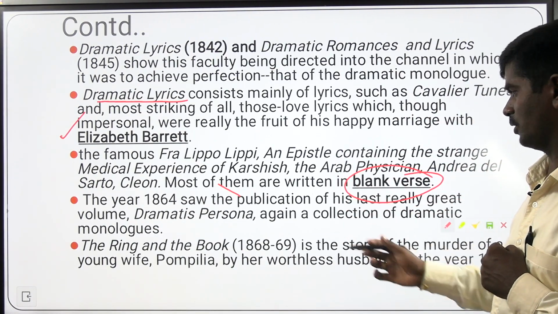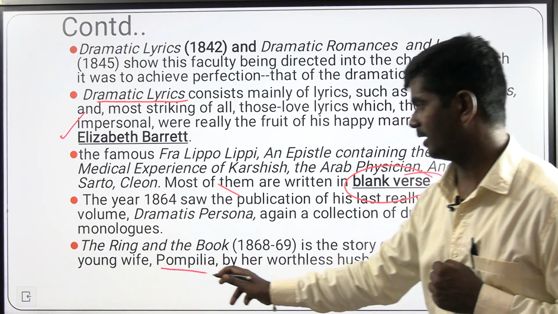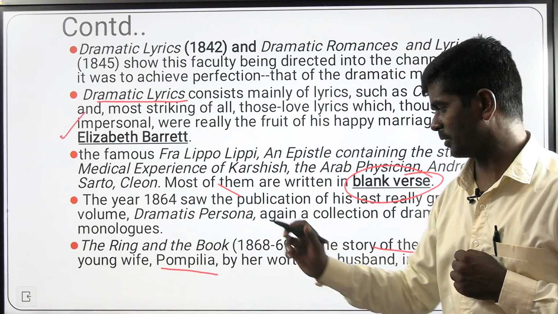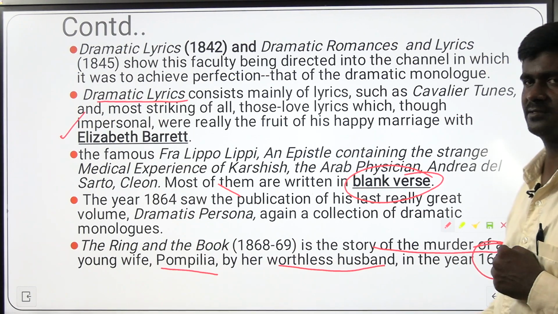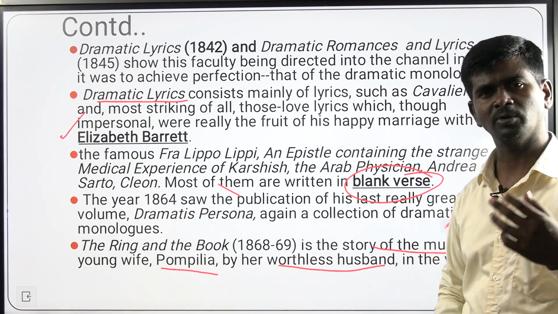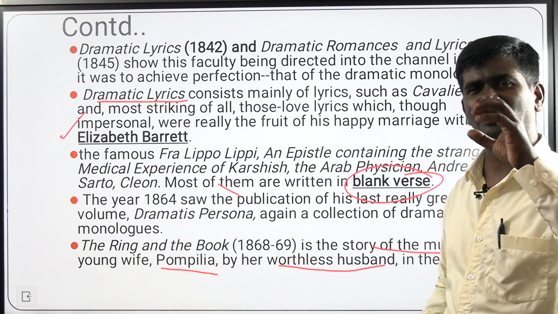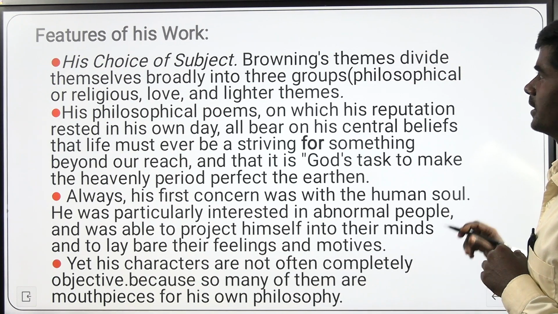Next, The Ring and the Book. We have gone through this text, and the heroine is Pompilia. The Ring and the Book is the story of the murder of the young wife Pompilia by her worthless husband in the 1690s. He kills his wife Pompilia due to jealousy and some kind of tension and overwhelming feelings towards her.